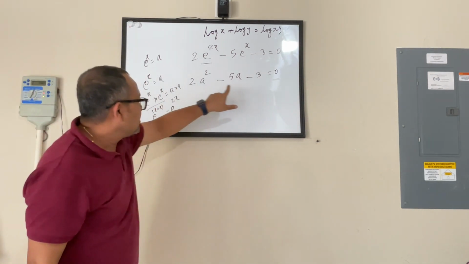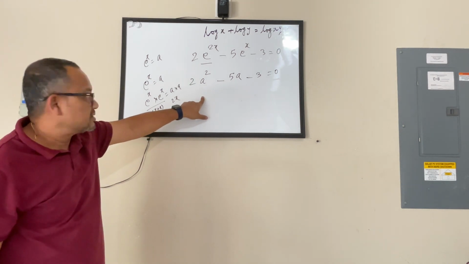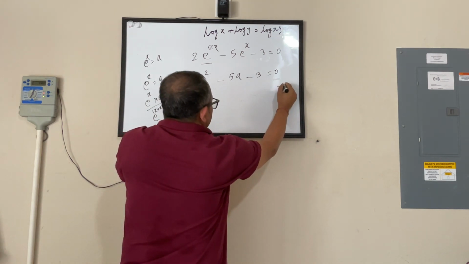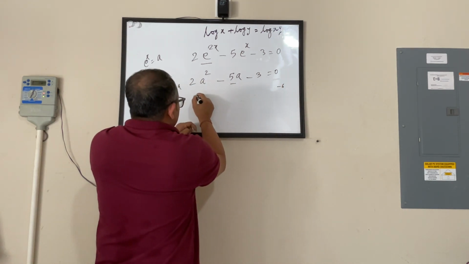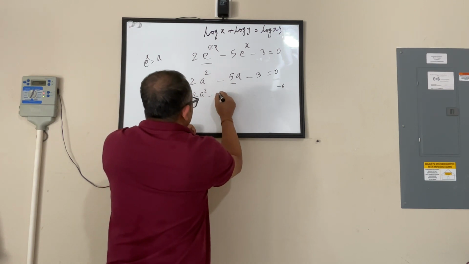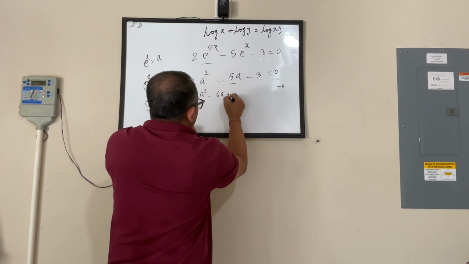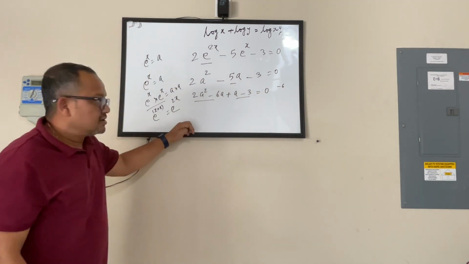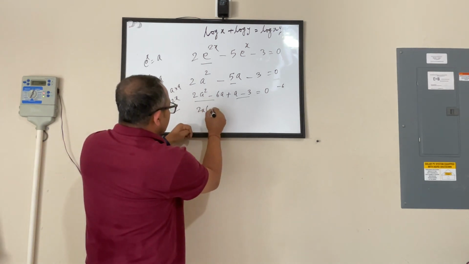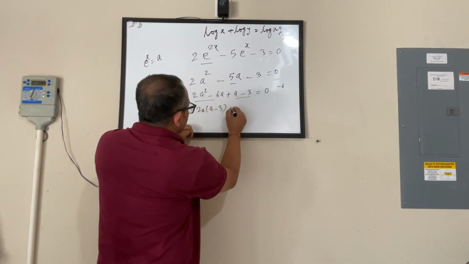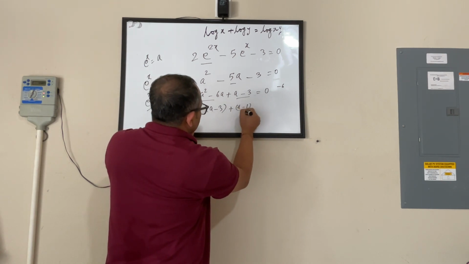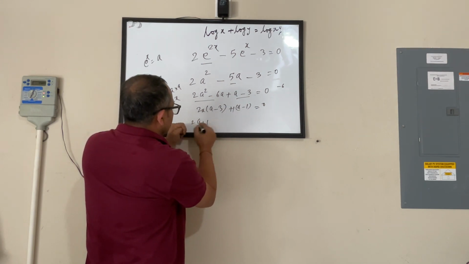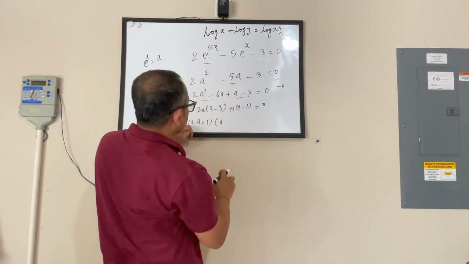Now I can find the value of a by solving this quadratic equation, right? So 2 3s are 6. So 2 into 3 minus 6. I have to get a minus 6 here. So I can say 2a squared minus 6a plus a minus 3. I'm just breaking this. So here I'll say 2a common, a minus 3 plus a minus 3 equals 0, or 2a plus 1 into a minus 3 equals 0.